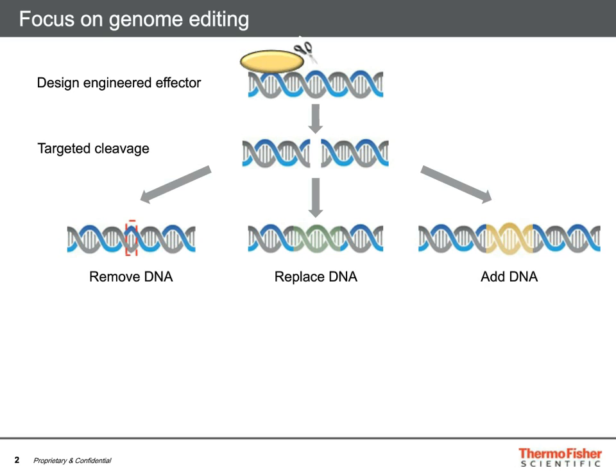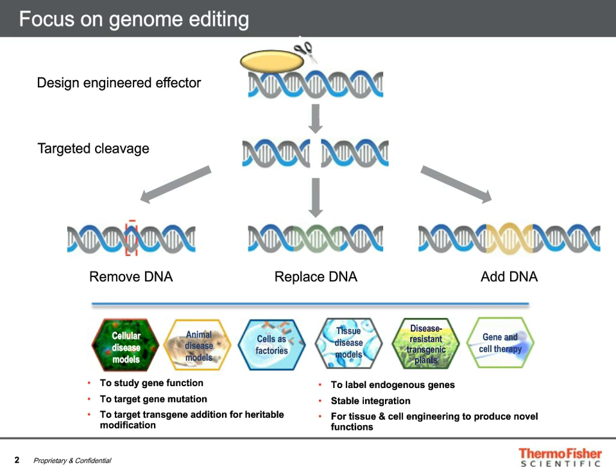So really, the crux of the entire genome editing issue or problem is creating this double-stranded break in the genome efficiently and specifically. Application-wise, there's a broad amount of applications that we and others are interested in. Today, we'll focus on cellular disease models. We can create the disease models in animals as well. Cells as factories, so we can modify CHO cells or other cells that are creating biopharmaceuticals to make more robust drugs.